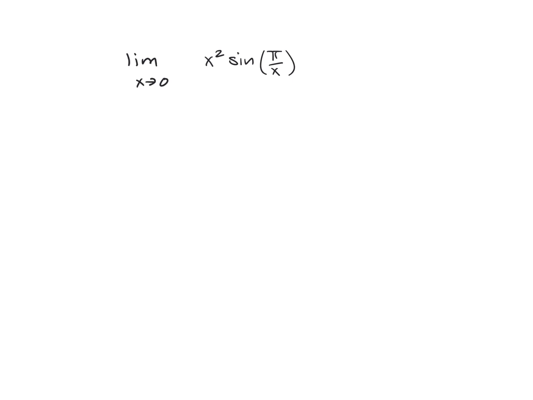Okay, so for this example, we want to find the limit as x approaches 0 of x squared times the sine of pi over x. And you'll notice right away that if you try evaluating this directly, you're going to be dividing by 0.